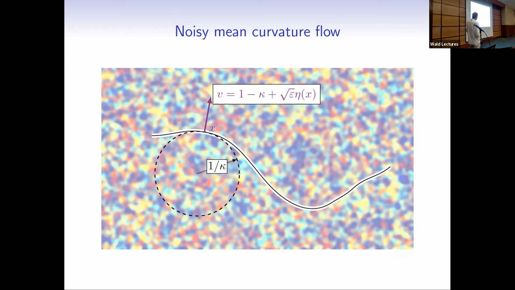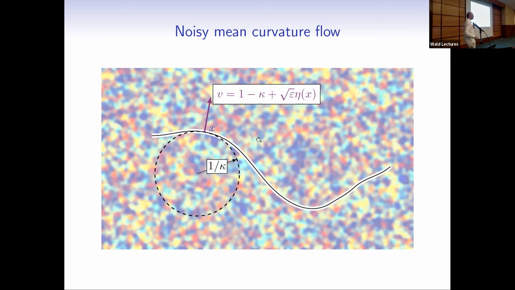It has relatively short range correlations. Here the correlation length is about the diameter of one of these dots, and it's essentially independent if you go a couple of dots away. So you have an environment like this, that's my ether here. And then you have this curve.